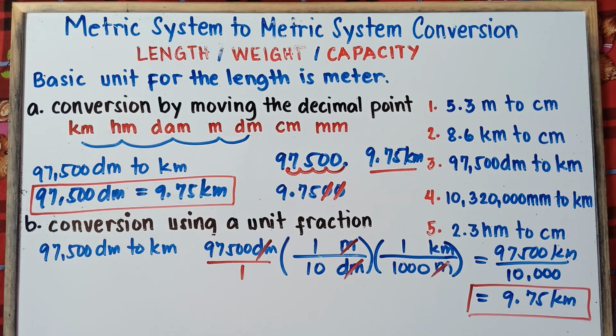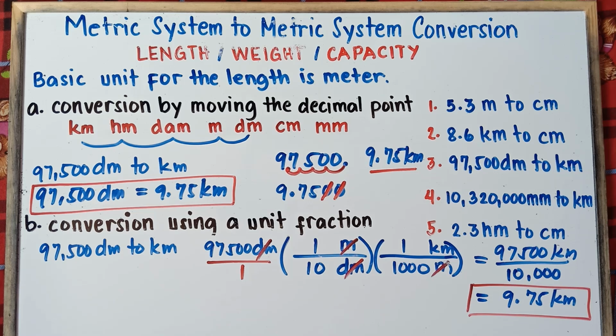So you check, class, if we have the same answer. Yup, we have the same answer for this letter B, conversion using a unit fraction. It is the same answer from letter A by moving the decimal point, that is 9.75 kilometers. All set, class, for example number 3.